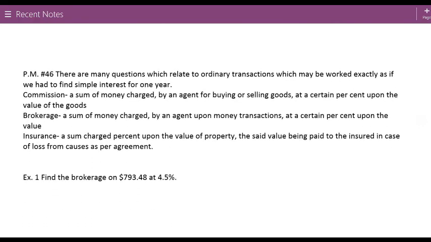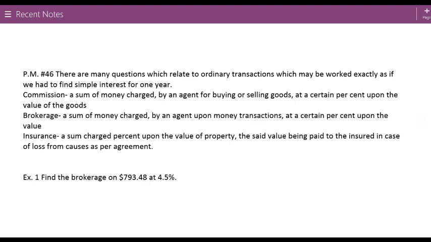All right, so in Pure Mathematics, section 46, there are many questions which relate to ordinary transactions which may be worked exactly as if we had to find simple interest for 1 year. Those cases include, but are not limited to, commission, brokerage, and insurance.